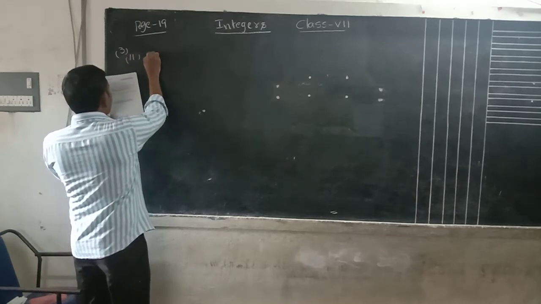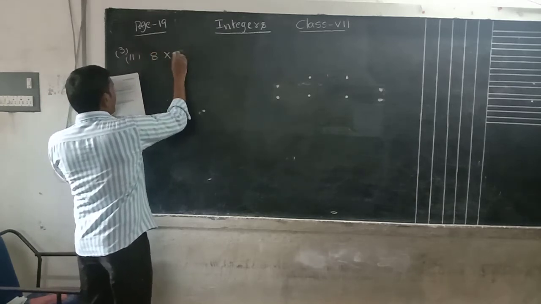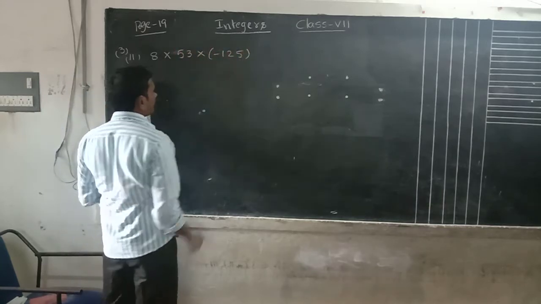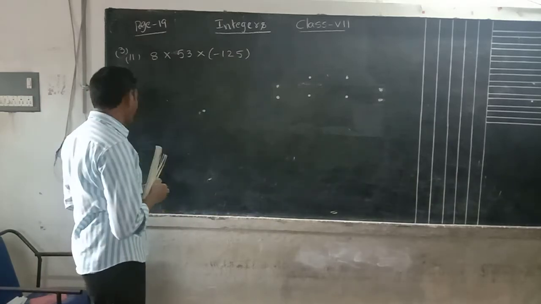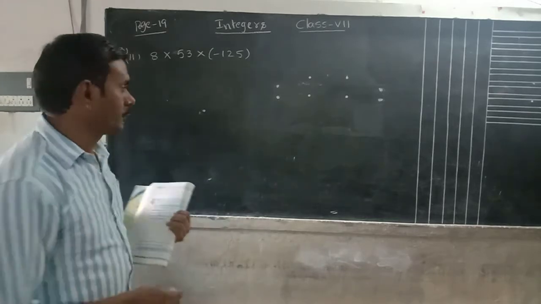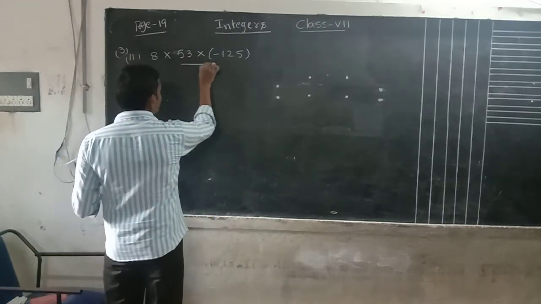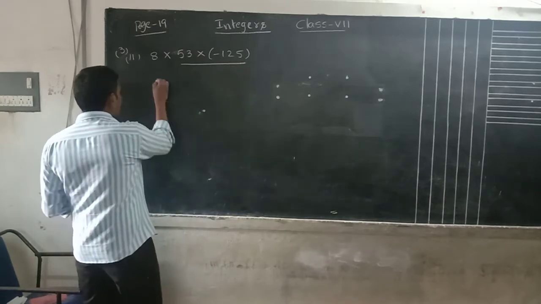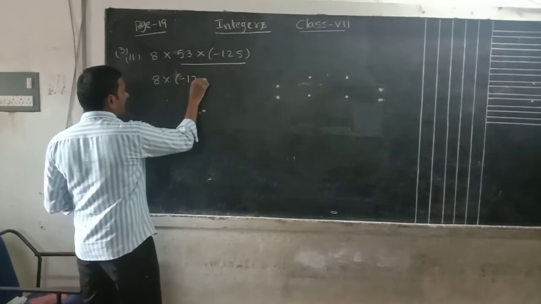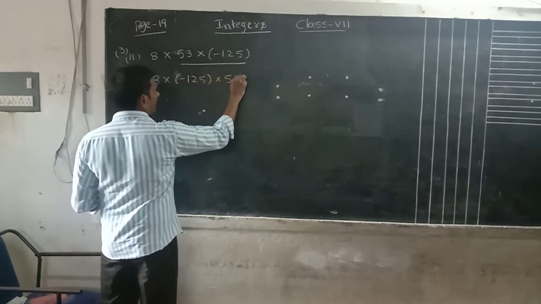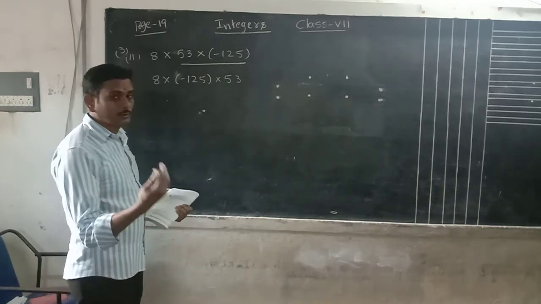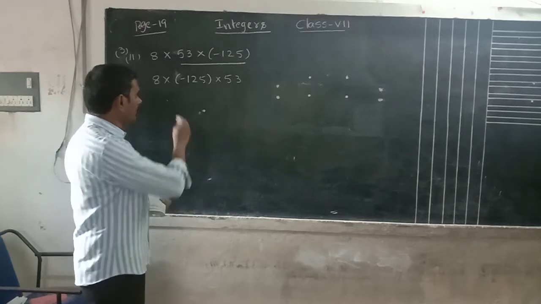For example, here we have 8 multiplied by 53 multiplied by minus 125. We have to use a property; otherwise you can interchange the numbers, but the multiplication should be easy to work. So first we have to interchange these two numbers: 8 multiplied by minus 125 multiplied by 53. We use the commutative property here. If you know the commutative property, we can write it; otherwise, you can just interchange it.